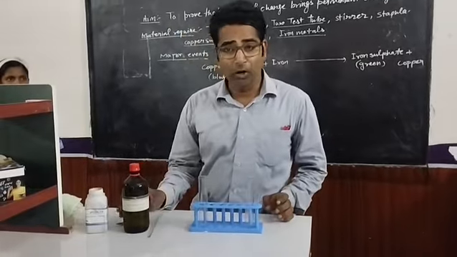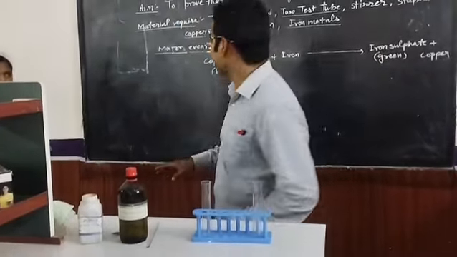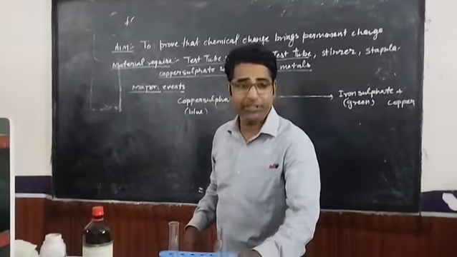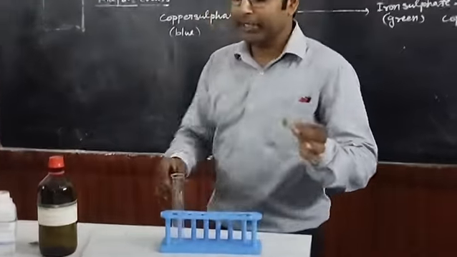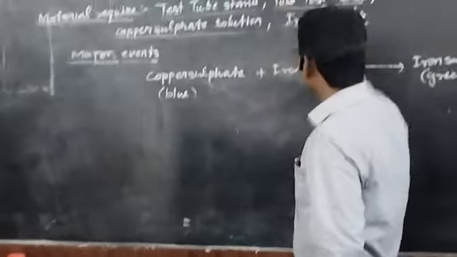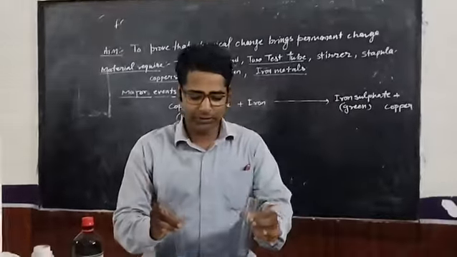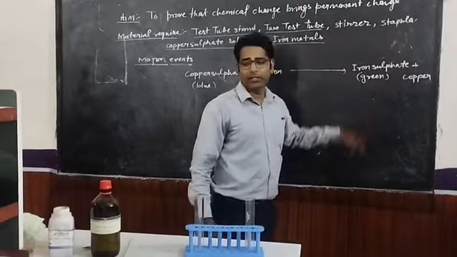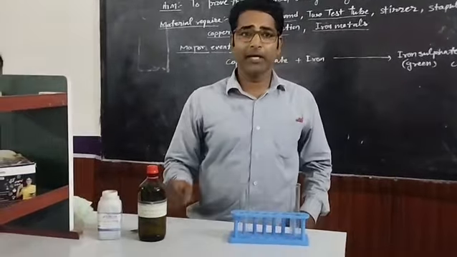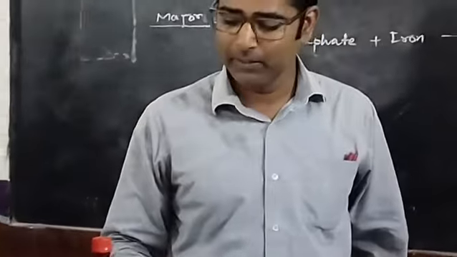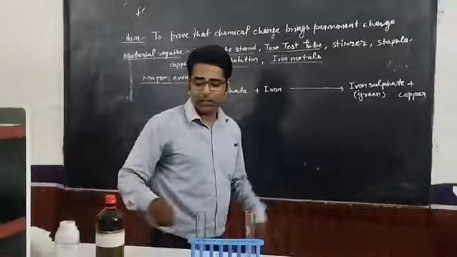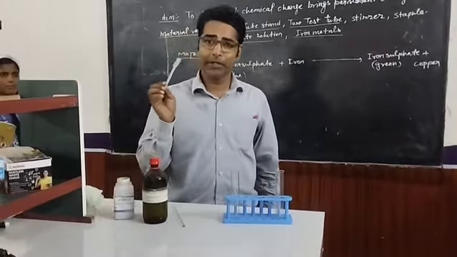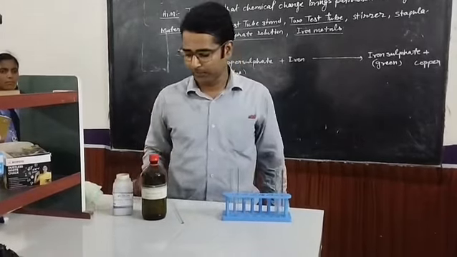To perform this experiment we would require a test tube stand. So we have a plastic test tube stand. We require two test tubes, so we have two test tubes. Another thing that is required is a stirrer. So for the stirrer we have taken a glass rod. Another thing is a spatula. So for mixing iron nails we are going to use a spatula.